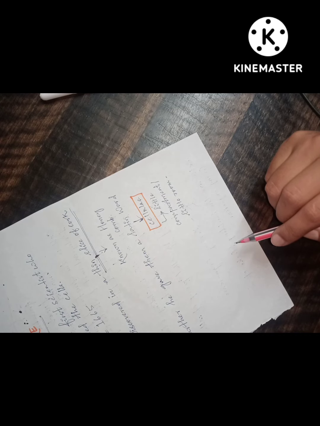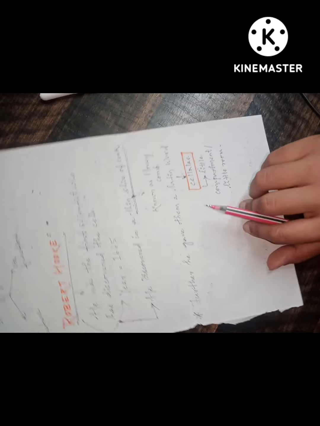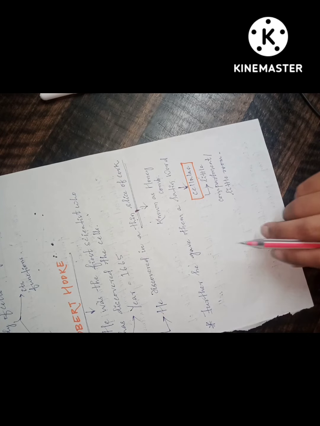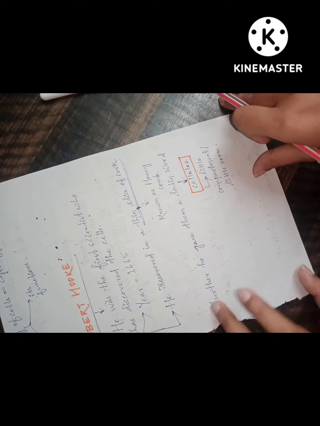Okay, next we will read about the components of the cell. We have protoplasm. From protoplasm we have cytoplasm, we have nucleus, and we have many more: nucleus, Golgi bodies, ribosomes. These are the components of a cell. So up to this we will read.